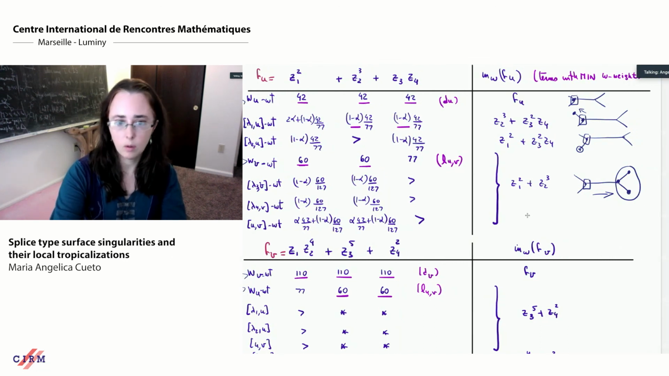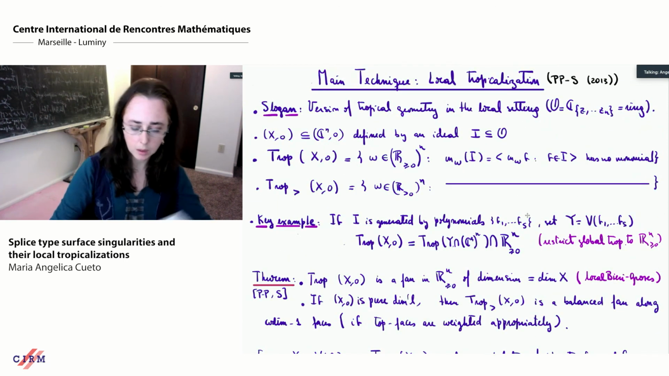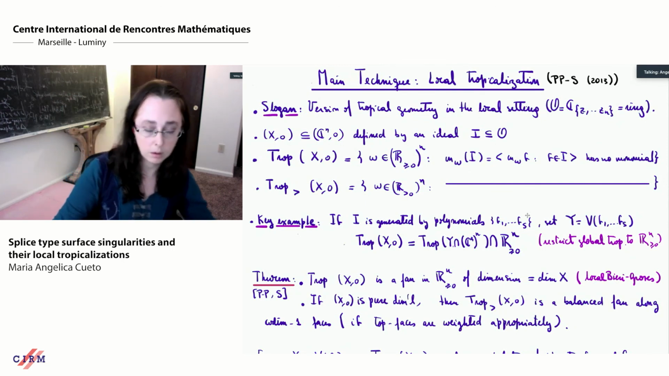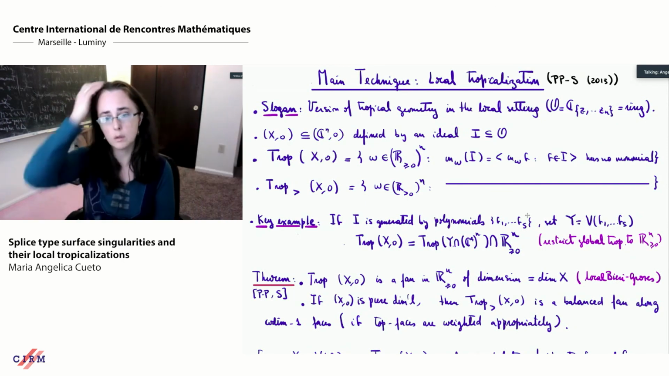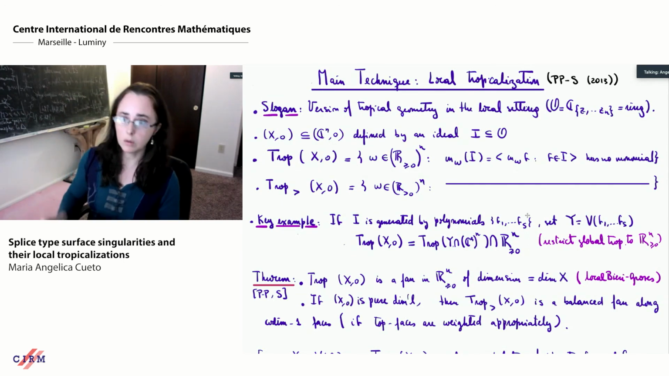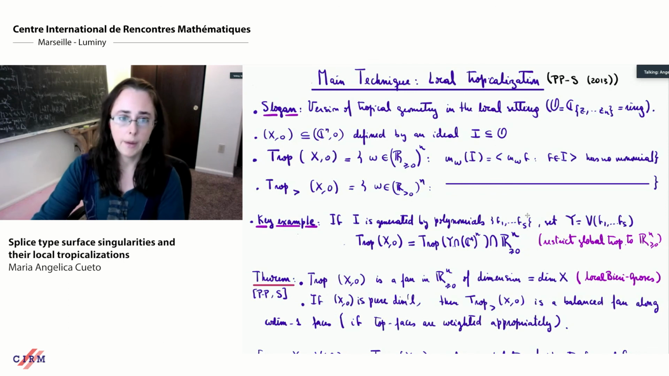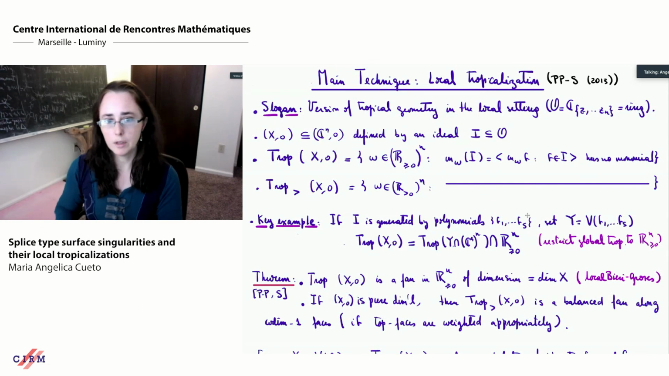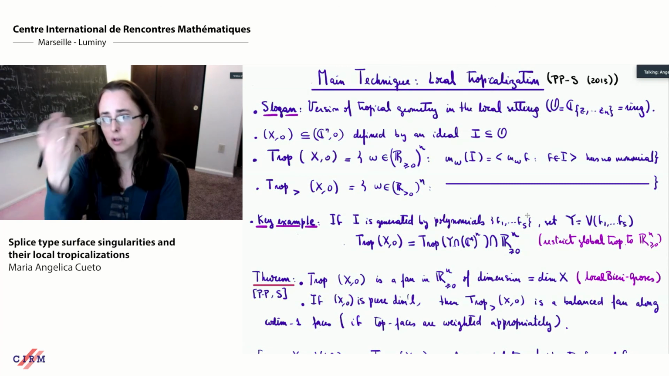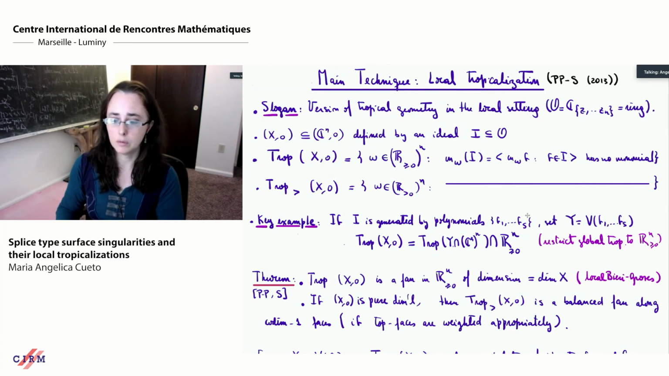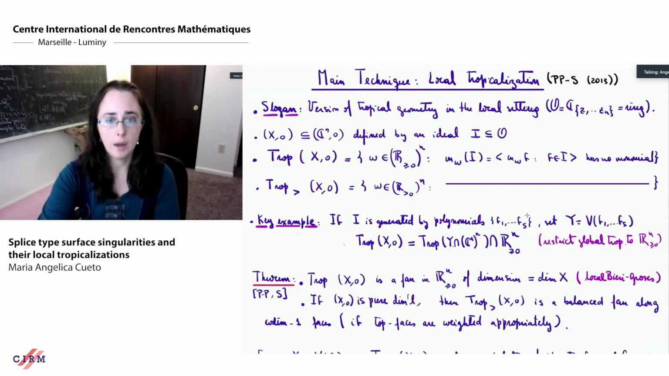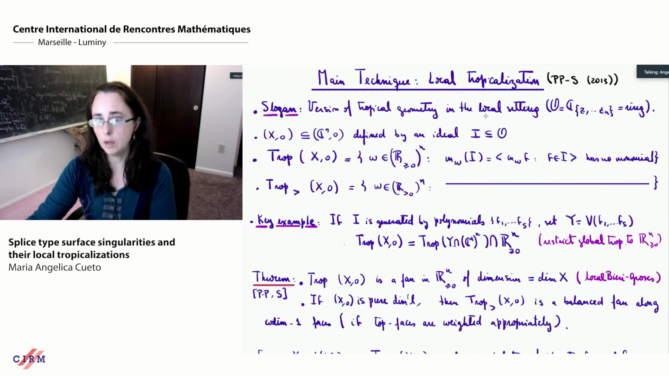Okay, so let's go to, again, the main technique. And so the main technique is going to be local tropicalization. So this is a theory that was developed by my co-authors in 2013. And the slogan, or the aim, as far as I understand, is that there's a version of tropical geometry for subvarieties of toric varieties or subvarieties of tori, algebraic tori, and this local tropicalization is a version of tropical geometry in the local setting. And the original motivation was to try to use this construction to study singularities.